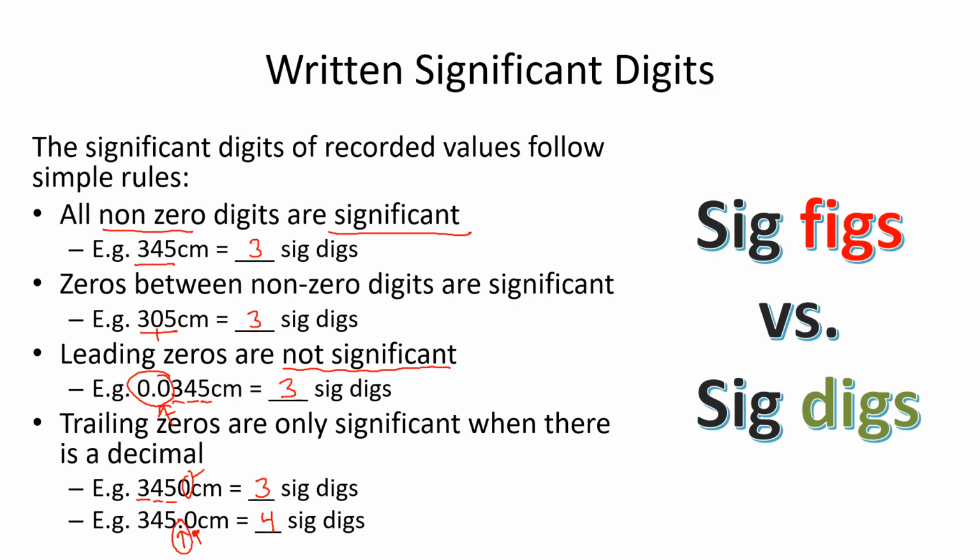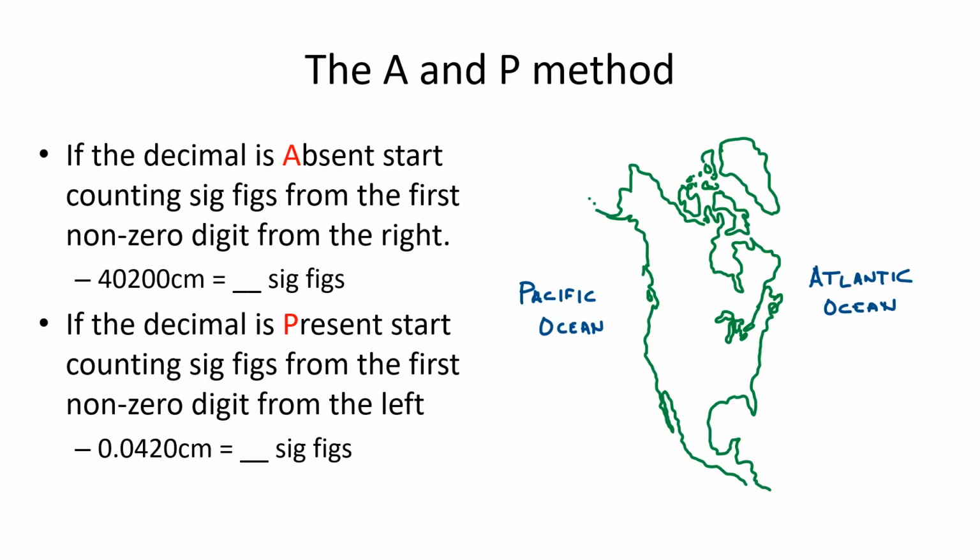Sig figs and sig digs. A memory aid to help you decide whether digits are significant or not. It's called the A&P method. So the way it works is if a decimal is absent, you start from the Atlantic side and you will go to the left, starting to count from the first non-zero digit. So we'll start from the Atlantic side and go that way. That's a 0, that's a 0. 1, 2, 3. 3 significant figures or digits.